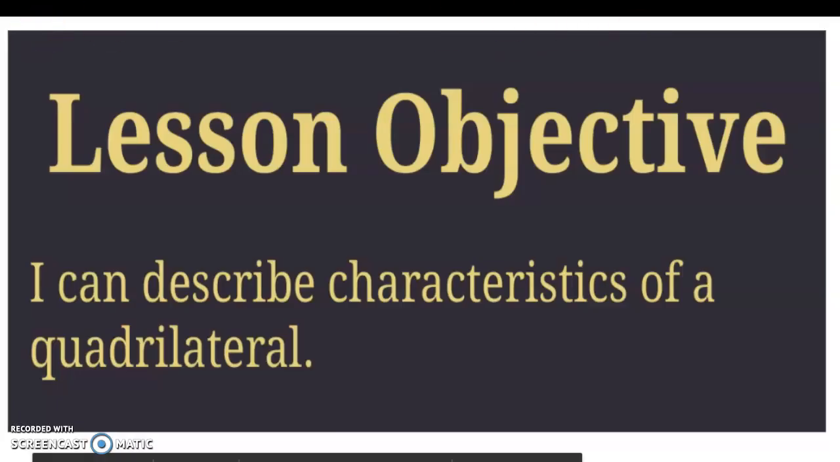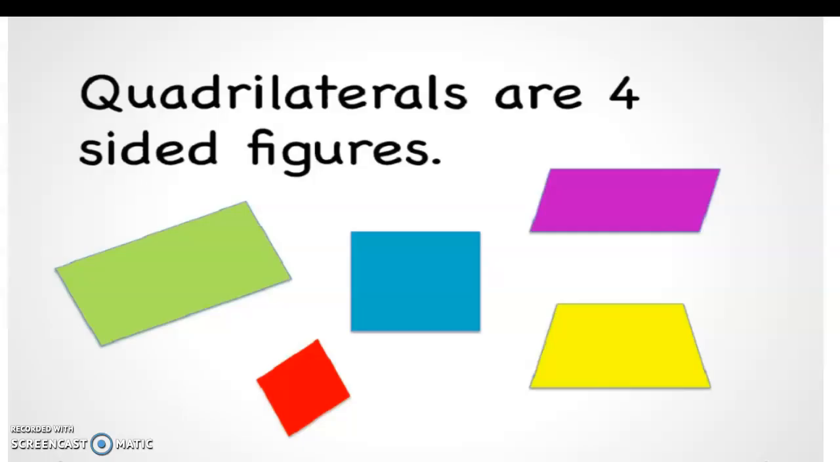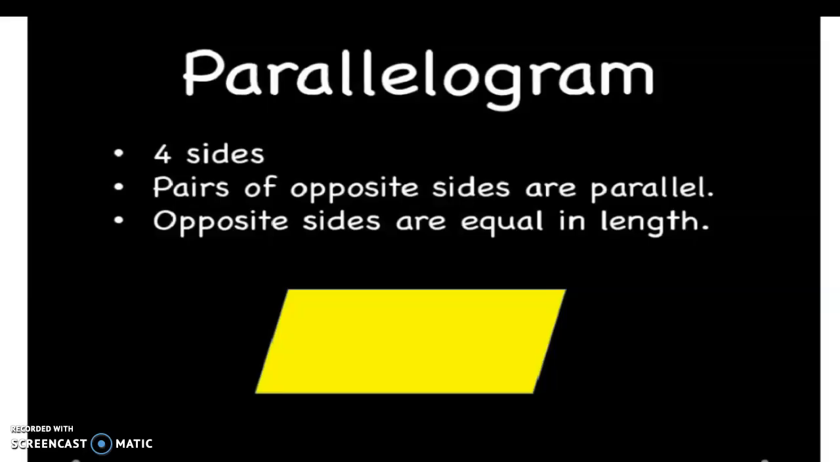So again, our lesson objective is I can describe characteristics of a quadrilateral. Quadrilaterals are four-sided figures. A parallelogram has four sides, 1, 2, 3, 4. Pairs of opposite sides are parallel. So this and this is one pair of parallel lines, and this is another pair of parallel lines. So there are two pairs of parallel lines, 1, 2.